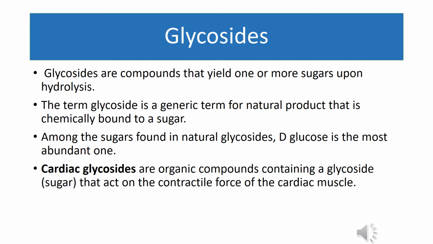So next is glycosides. Glycosides are compounds that yield one or more sugars upon hydrolysis. So after hydrolysis we will get one or more sugar units. Then they are called glycosides, and the term glycoside is generally applied to products that are bound to a sugar.